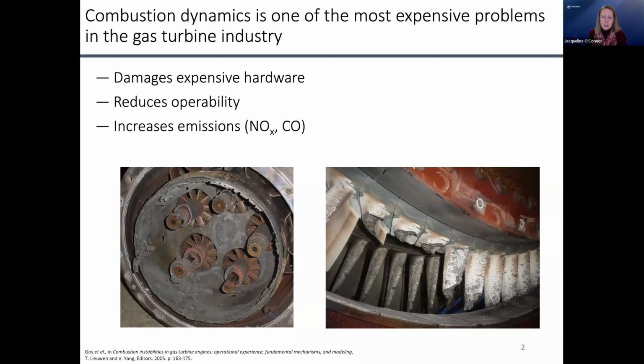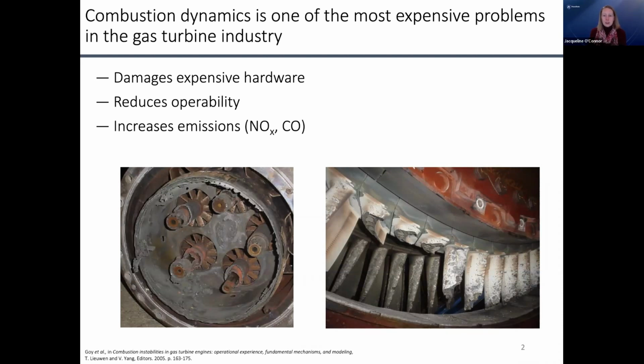The main motivation, though, is that in its extreme form, it can cause catastrophic damage, like you're seeing in these two pictures from a really nice edited book by Lewin and Yang that describes a lot about combustion instability. But this doesn't happen very often. I was kind of kidding about everybody showing these pictures. This is not the main outcome of combustion instability. Really, the main outcome are these last two bullet points: reduced operability and increased emissions.